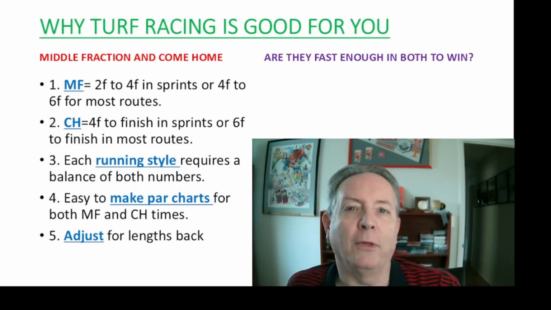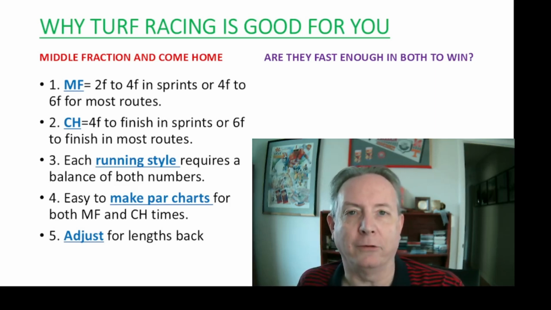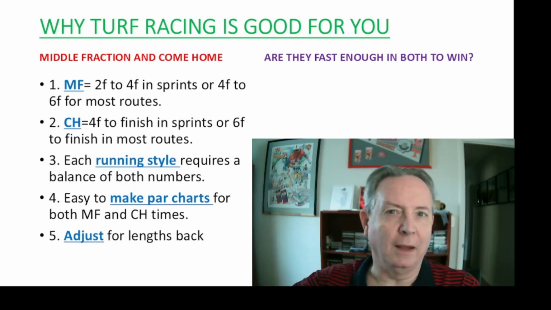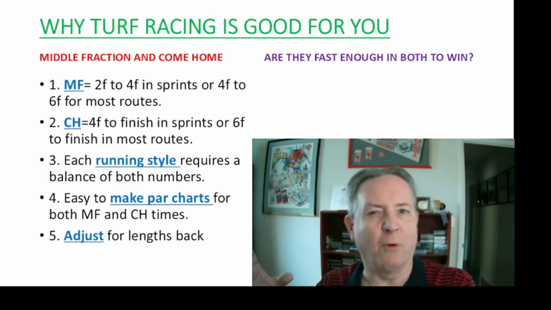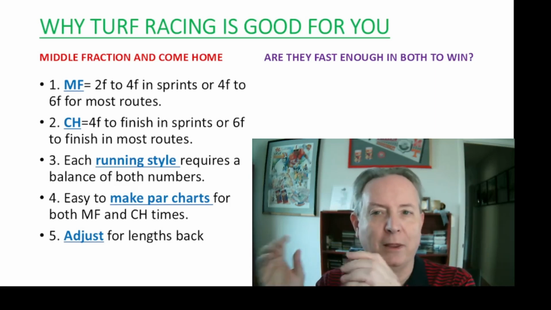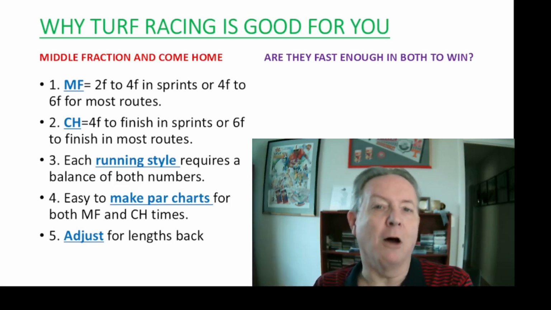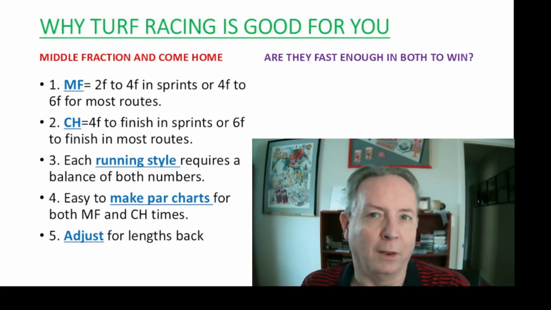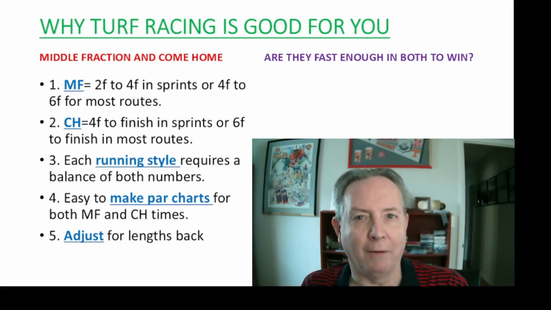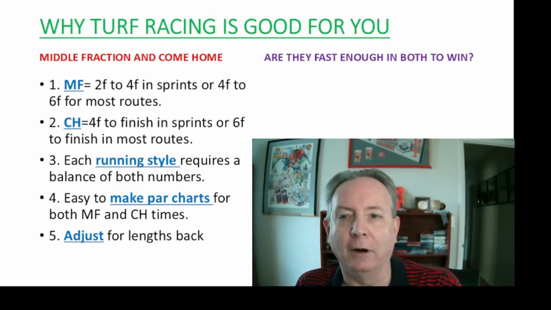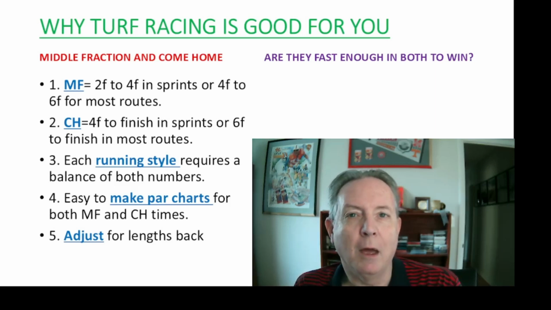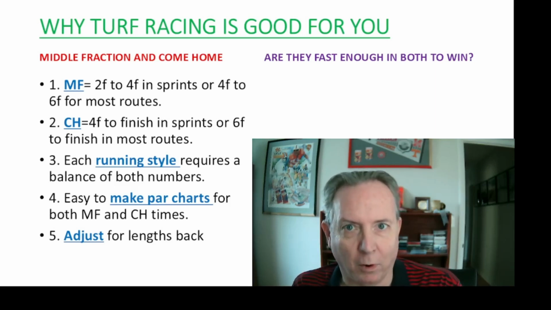So let's start with the whole idea of what is a middle fraction. A middle fraction is basically the middle third of a race. The first part in a sprint would be like the first 2 furlongs, so from 4 to say 6 furlongs would be the middle fraction there. And then the come home time would be from the 4 furlong in on whatever the sprint is, whether it's 5 furlongs, 5.5, 6, 6.5, 7, whatever. But the come home time is always the most important time, but it's not the only important time.